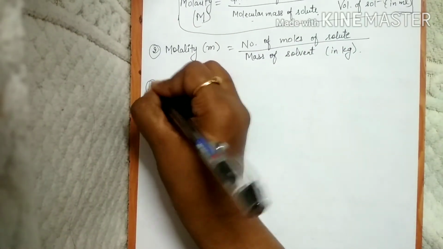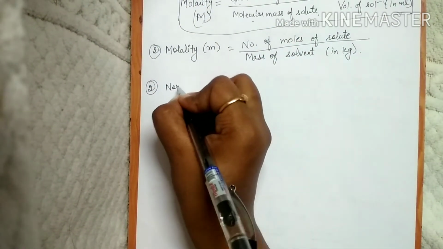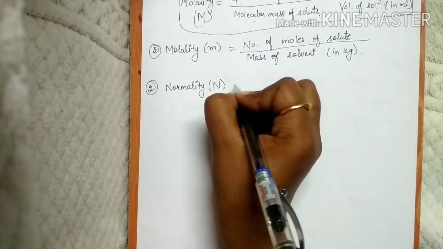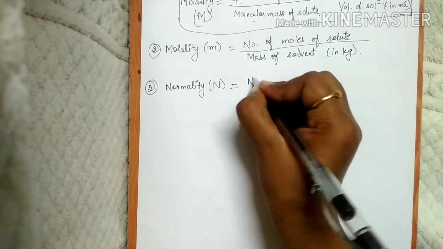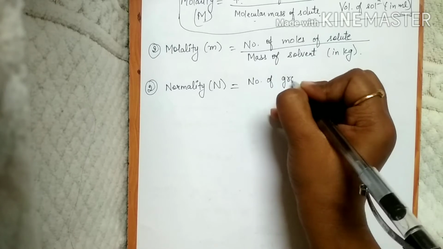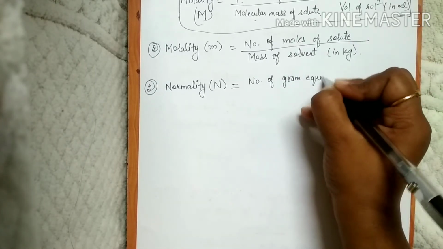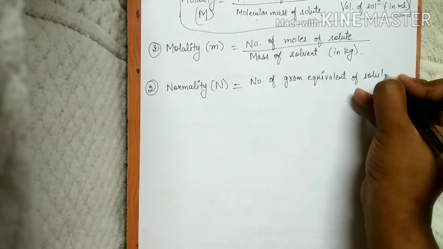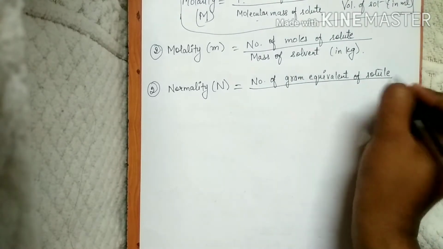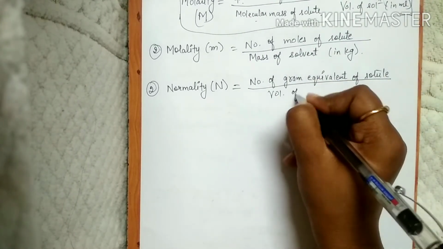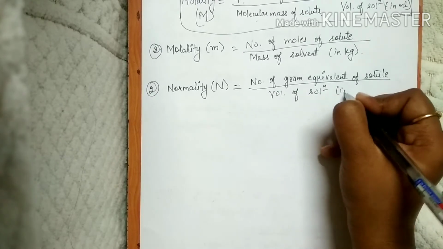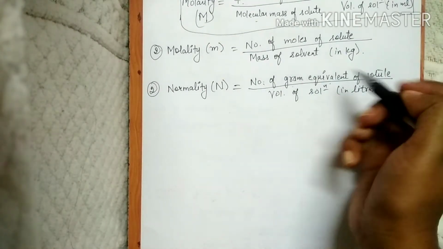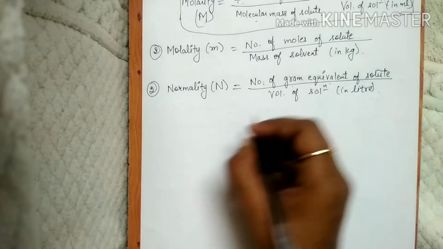The next term is normality. It is represented by capital N and the formula is the number of gram equivalents of solute present per liter of solution, that is, volume of solution in liters. Now what are these number of gram equivalents? For them also we have a formula.